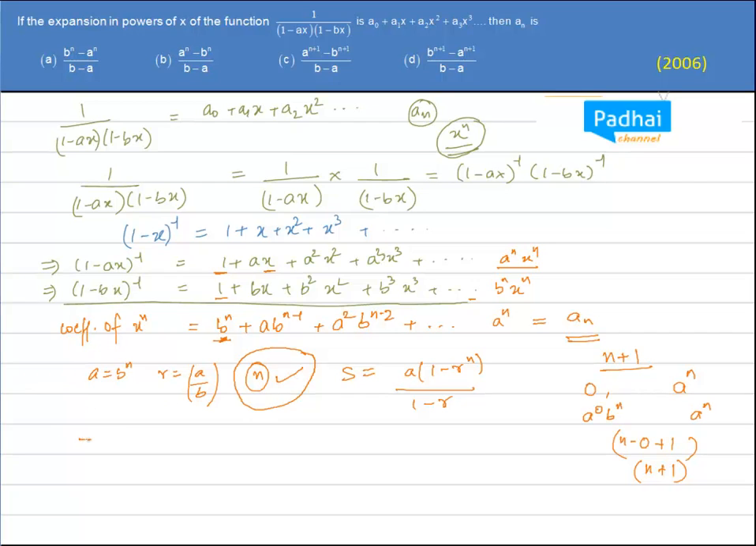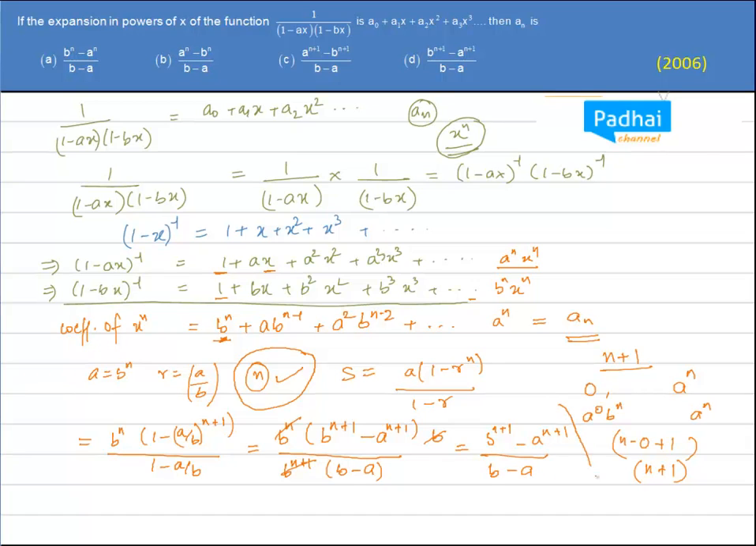So now just apply it in the question. This is b raised to power n times (1 - (a by b) raised to power n plus 1) upon (1 - a by b). So this becomes b raised to power n into (b raised to power n plus 1 minus a raised to power n plus 1) by b raised to power n plus 1, over (b minus a) by b. So this whole will get cancelled out and you will be left with only (b raised to power n plus 1 minus a raised to power n plus 1) upon (b minus a). This is the answer that you are going to get.